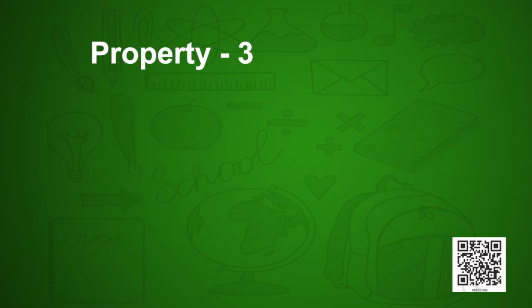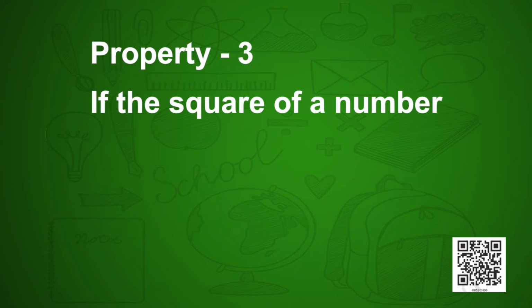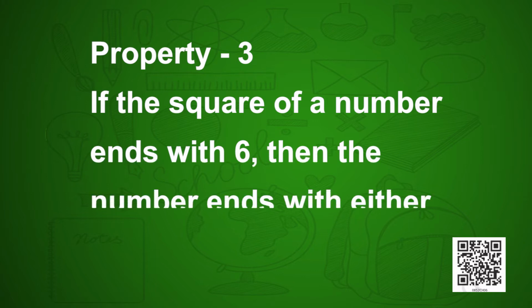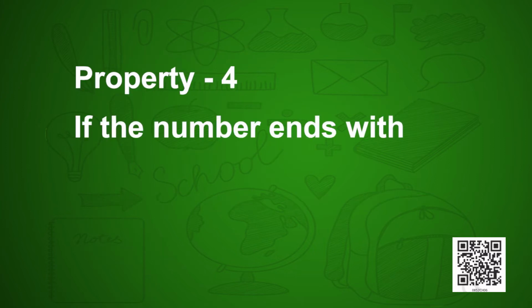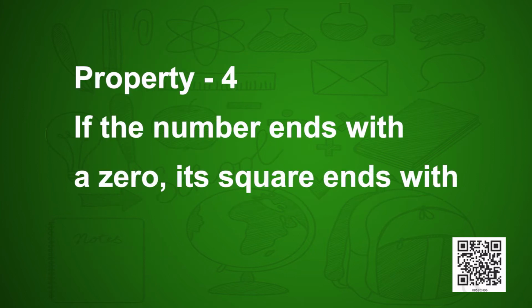The third property was: whenever a square number had 6 in its units place, the number had either 4 or 6 in its units place. And then we have seen that property 4 was: whenever a number ended with 0, its square number ended with 2 zeros.